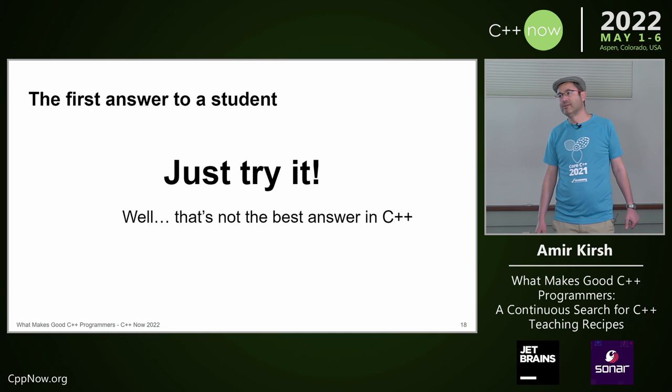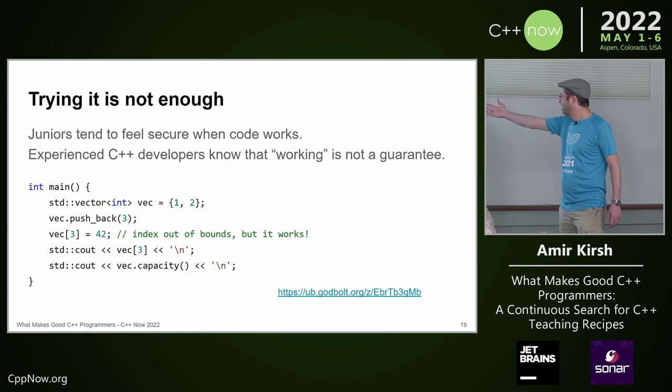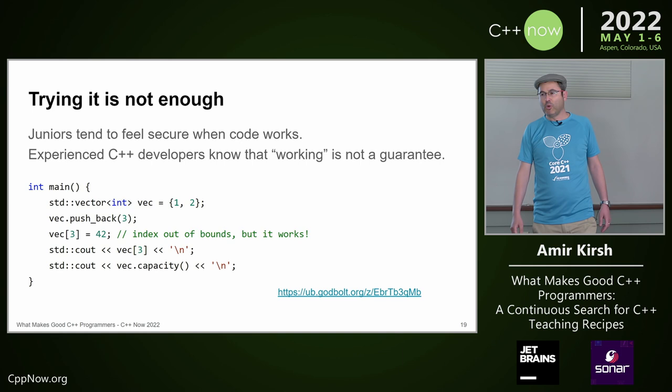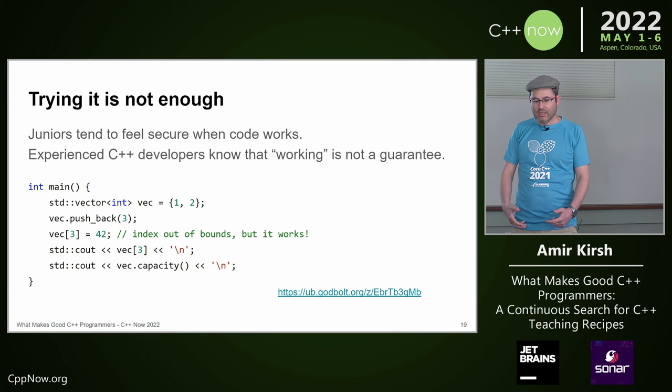Because just try it is not always good. I mean, you can try it, it works. I won't open Compiler Explorer, but even if you use the undefined behavior sanitizer, this one goes well with the sanitizer somehow. So there is undefined behavior in this program, which is not good code, and just try it is not the best answer in C++. So should we say just try it?